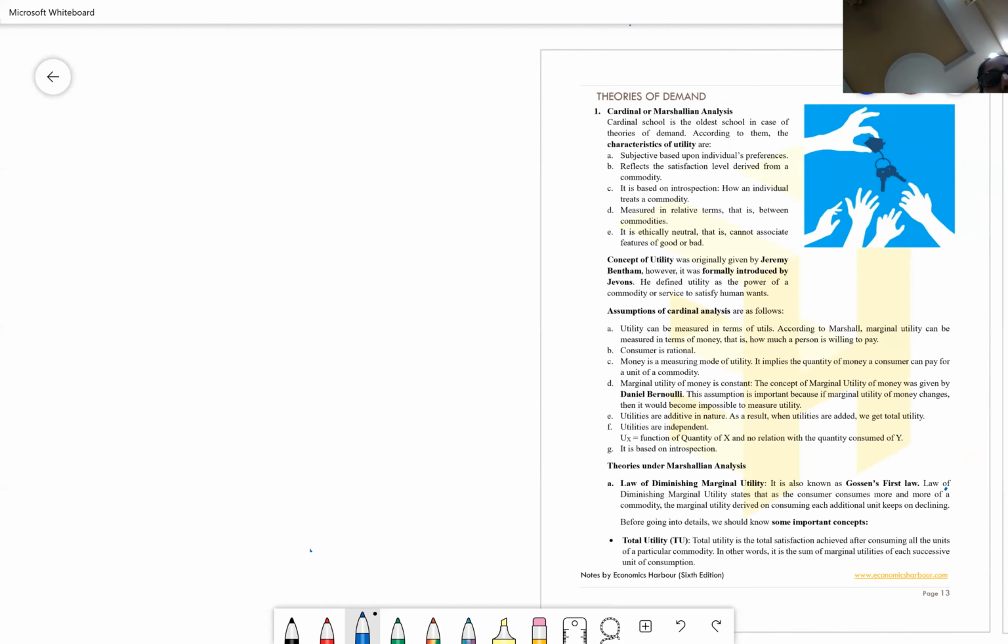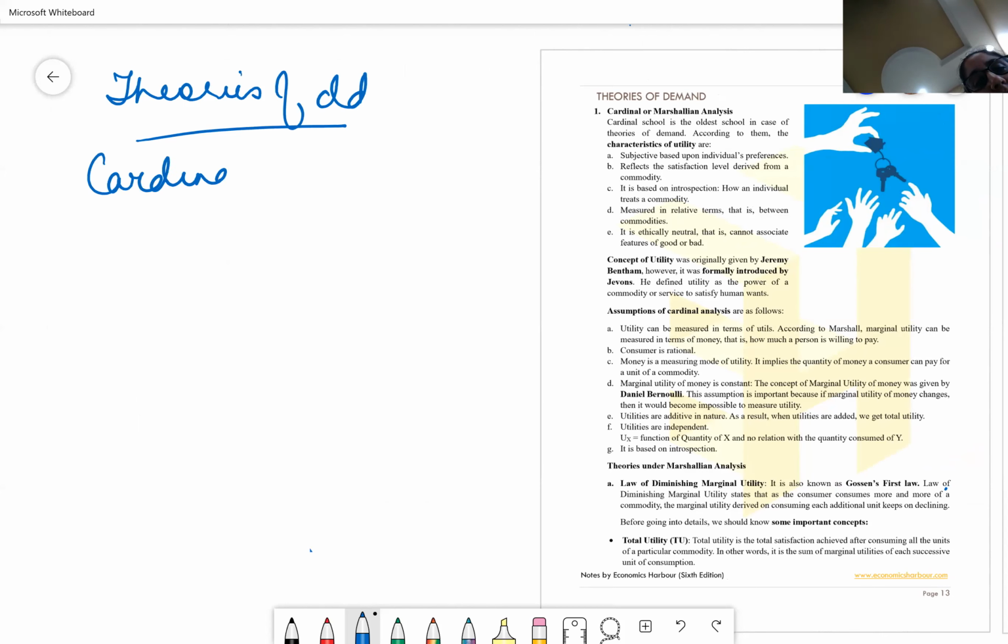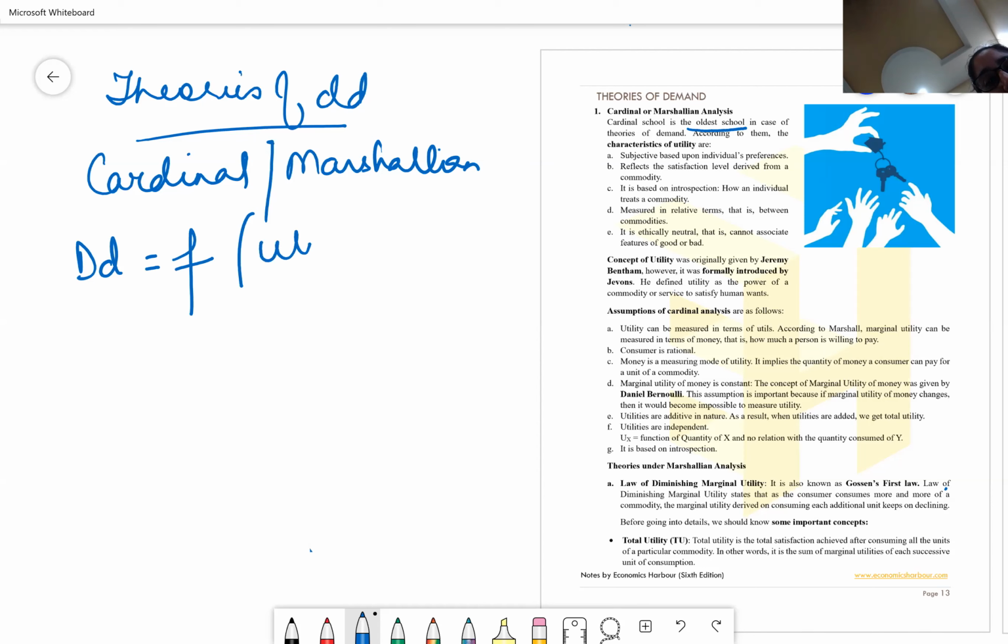In this lecture, we'll be discussing the theories of demand, and under this specifically, we'll be talking about Cardinal or Marshallian analysis. So it must be noted that the Cardinal school is the oldest school in case of theories of demand. According to this school, the demand for a commodity is a function of the utility which is derived from the same commodity. Right.